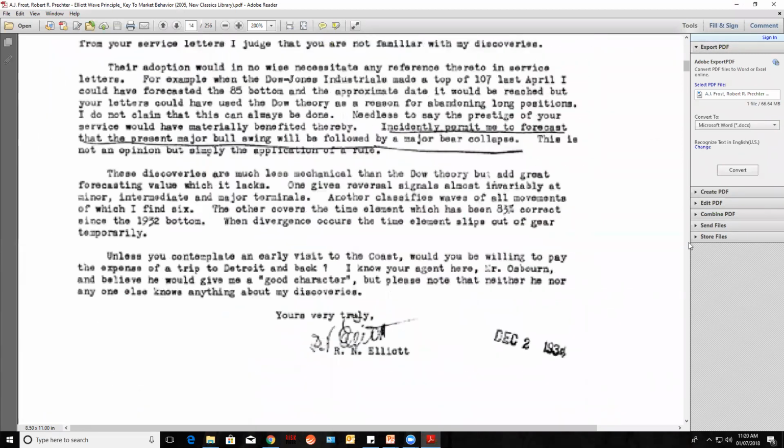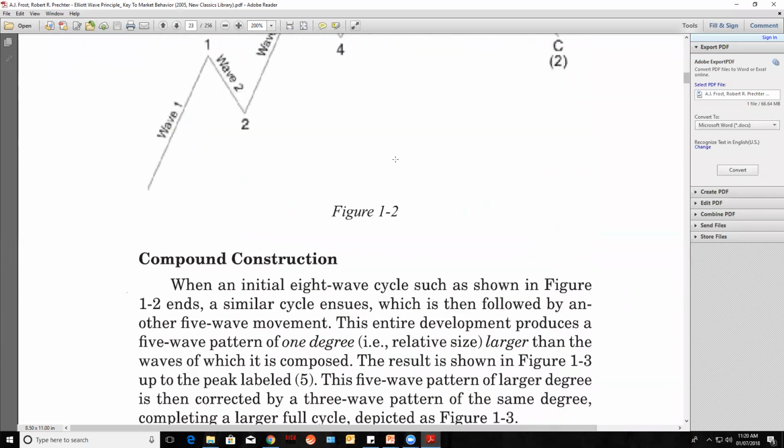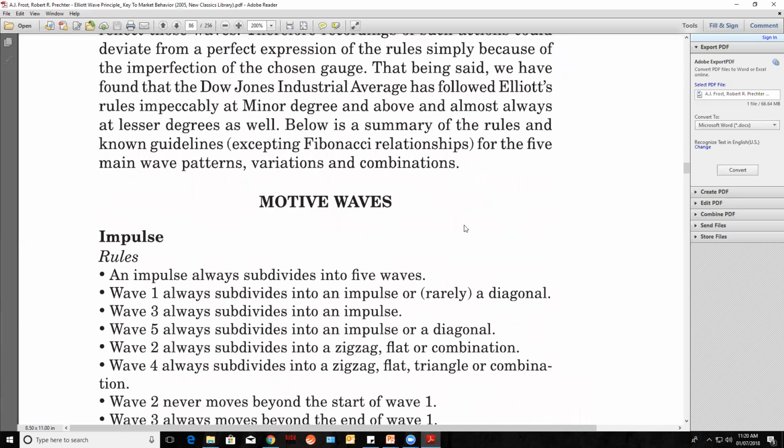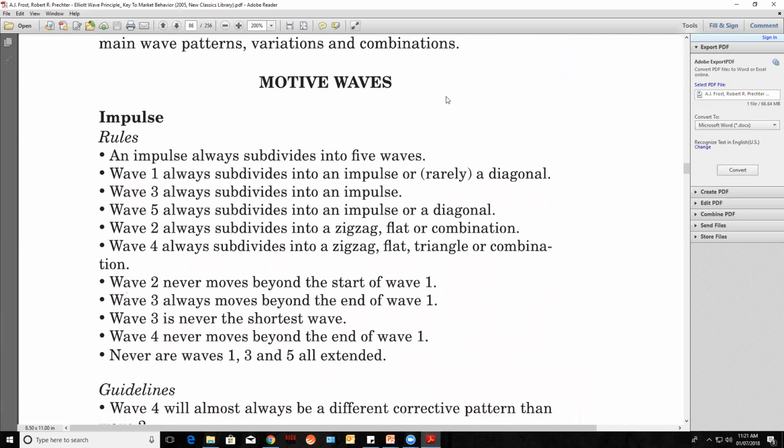So I will share this book. You need to go through the rules. You can directly go to page number 86. In that you will get the rules for saying that, let's say this is a motive wave.